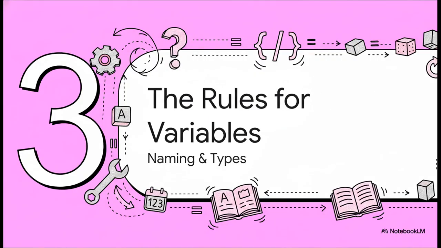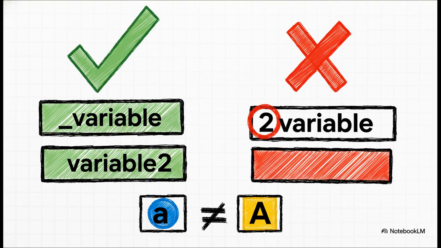Okay, so we know how to create them and change them. But like any good tool, there's a quick user manual. Let's run through the basic rules for naming your variables and the different kinds of information you can store in them. The rules for your labels or variable names are pretty straightforward.